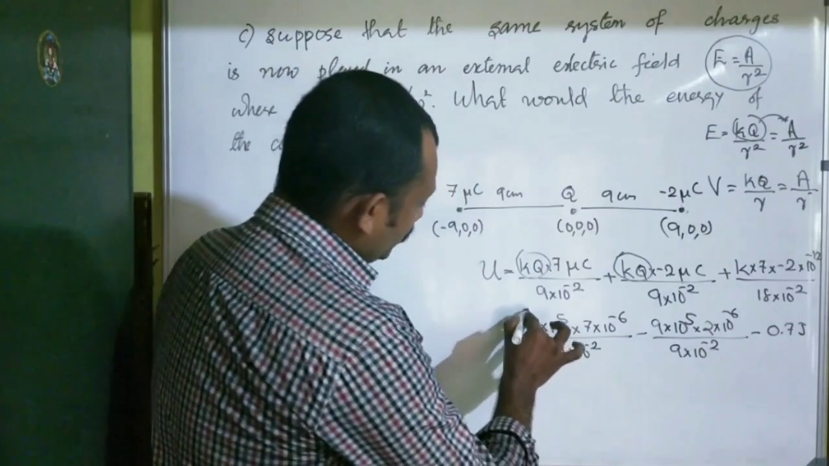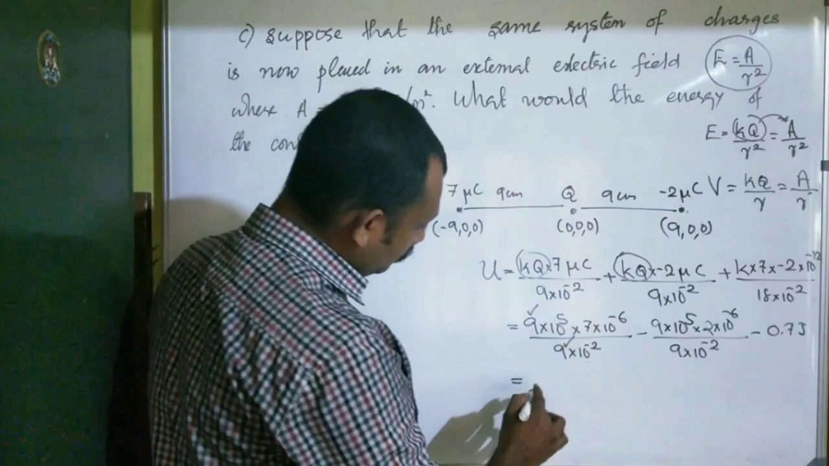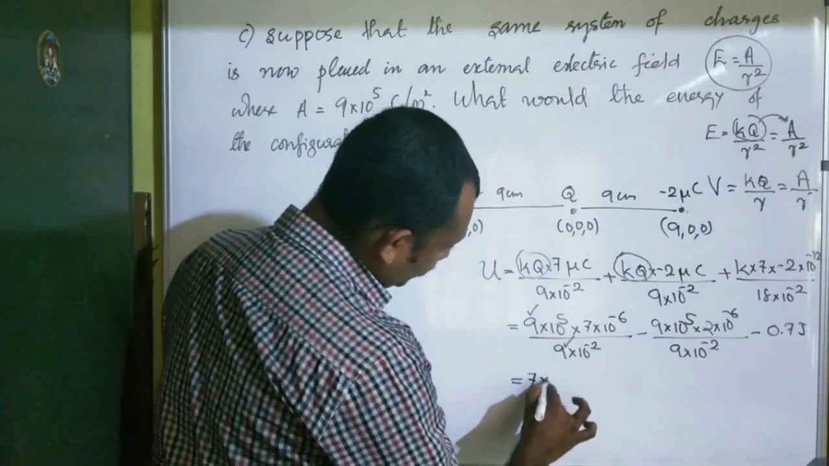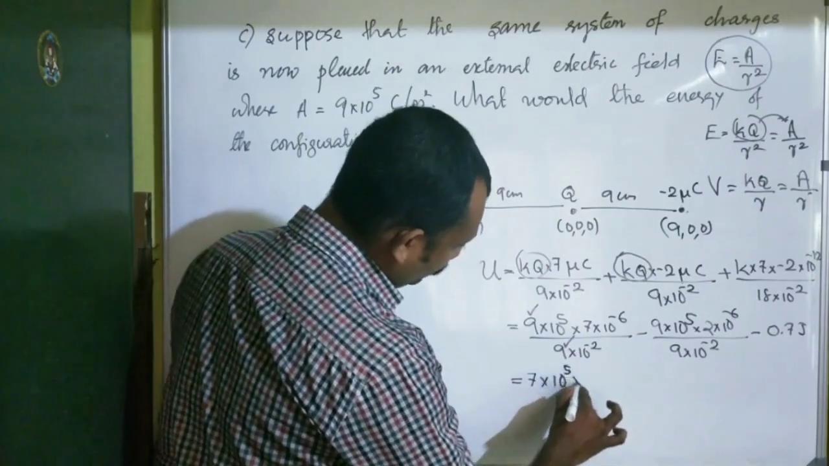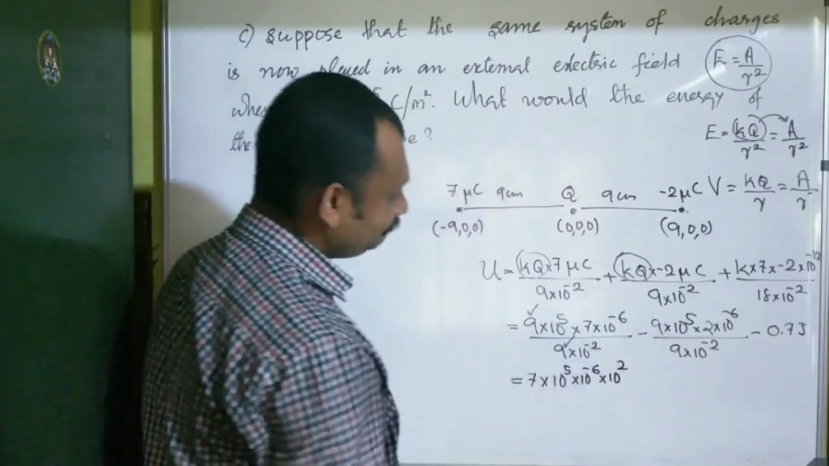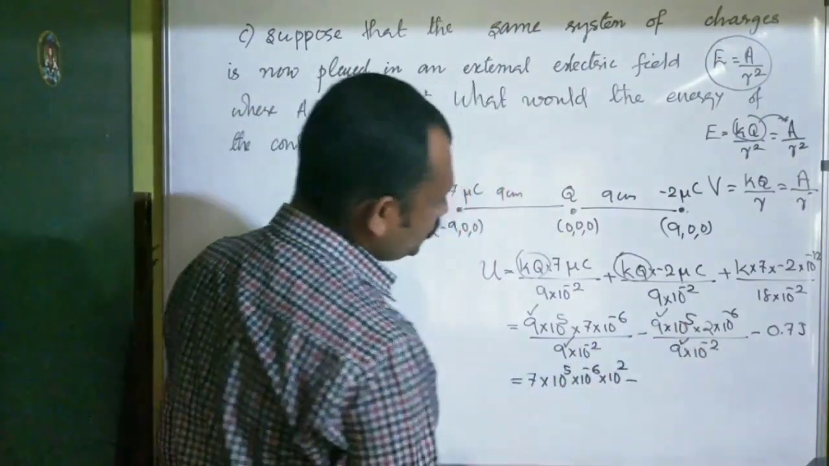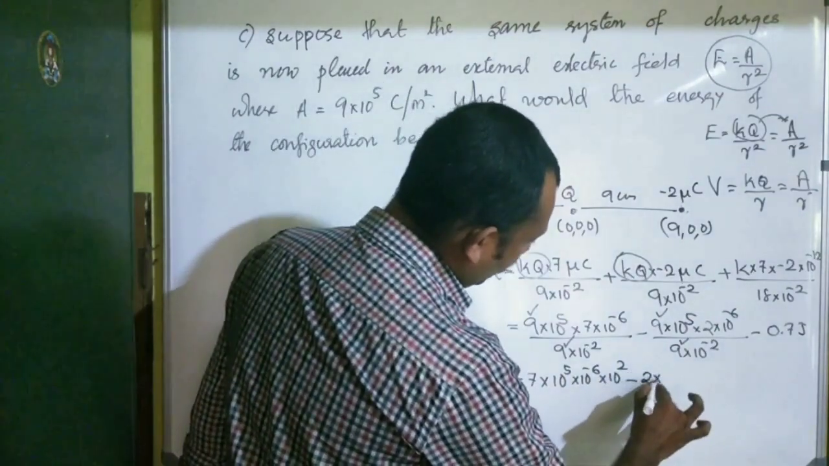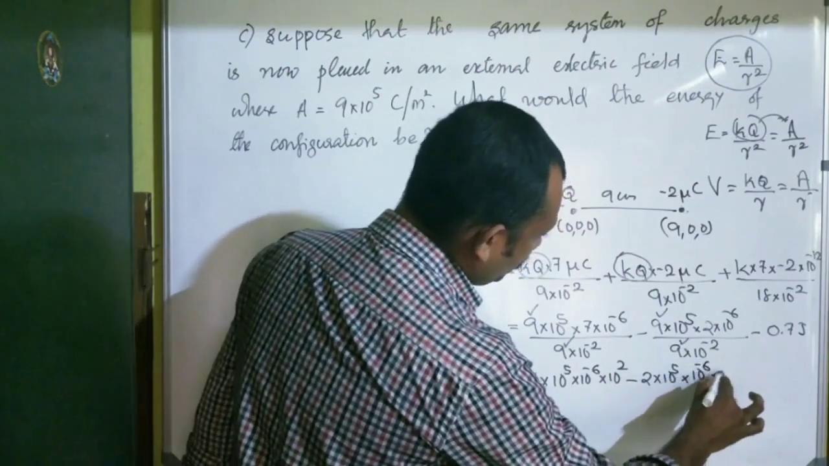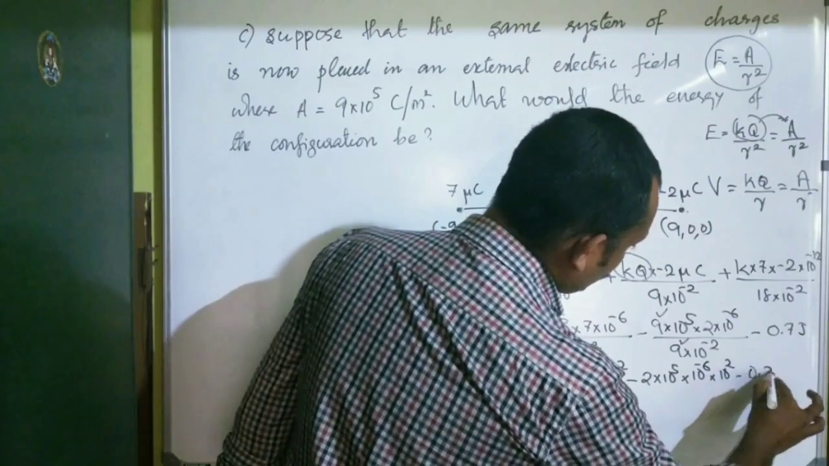What is this going to be? This 9 and this 9 will be cancelled. This is equal to, this 2 will go up. 7 into 10 raised to 5 into 10 raised to minus 6 into 10 raised to 2. Minus, this 9 and this 9 also will be cancelled. 2 into 10 raised to 5 into 10 raised to minus 6 into 10 raised to 2, minus 0.7 joule.